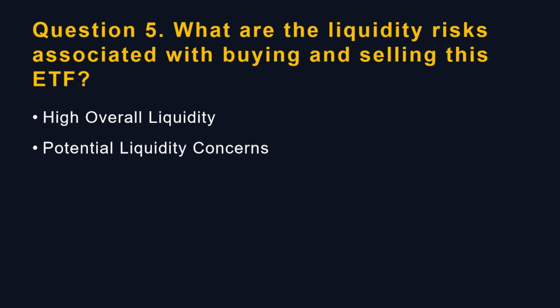The liquidity risks associated with buying and selling the iShares Core Global Aggregate Bond UCITS ETF are generally considered relatively low, but there are still some factors to consider. High overall liquidity. ETFs, by their nature, trade on stock exchanges throughout the day. This allows for a high degree of liquidity compared to individual bonds, which can be more challenging to buy and sell quickly. The iShares Core Global Aggregate Bond UCITS ETF typically has a high trading volume, further enhancing its liquidity.